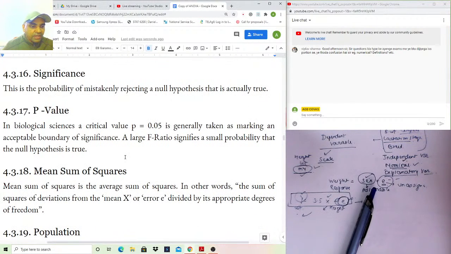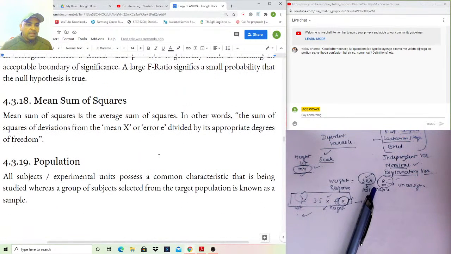Then p-value. In biological science, a critical value of p, generally at the 5% level, is taken as an acceptable boundary of significance. A large F ratio signifies a small probability that the null hypothesis is true. Okay. Then what is mean sum of squares? So mean sum of square is the average sum of square. In other words, the sum of square of deviation from the mean x. Okay.